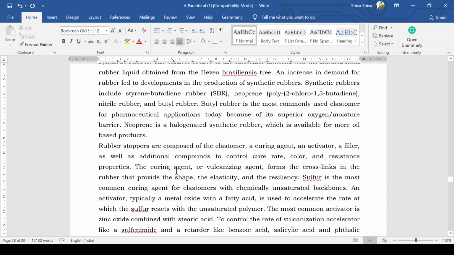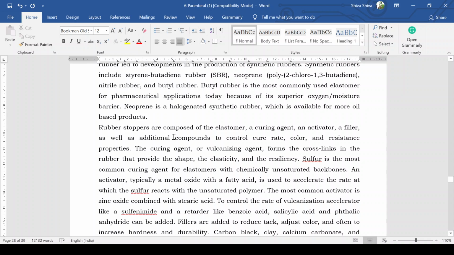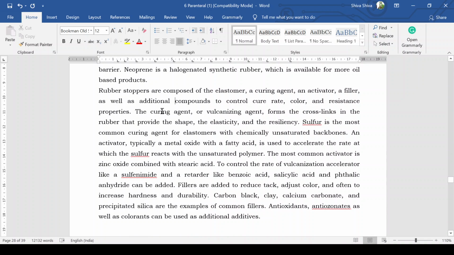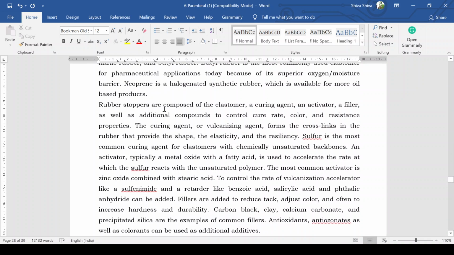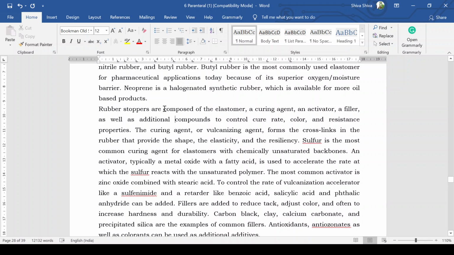Neoprene is halogenated synthetic rubber which is available for more oil-based products. So neoprene is generally used for the packaging of the products which are having oily components. Rubber stoppers are composed of an elastomer like latex, a curing agent, an activator, a filler, as well as additional compounds to control cure rate, color, and resistance properties.